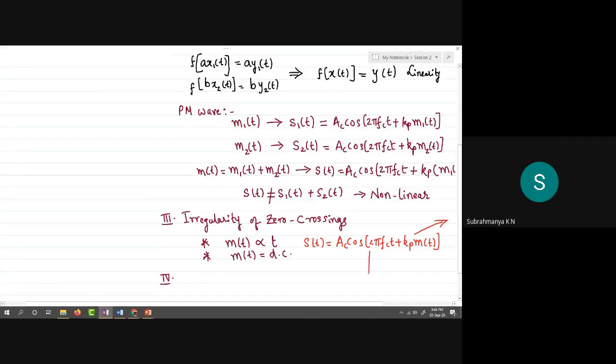So if m of t is increasing uniformly throughout the timeline, then the angle, or in other words the rotation of the vector Ac, will rotate with a uniform speed, whether clockwise or anti-clockwise. It will rotate a full circle, and when it reaches the full circle it comes back and starts rotating again. So the rotation of the vector in phase modulation or frequency modulation with a linearly increasing message signal is also constant. Hope that is clear.